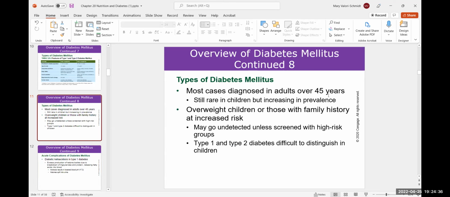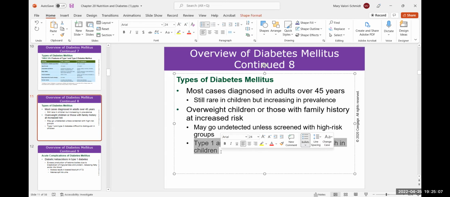Most cases diagnosed in adults over 40 or 45. I would say that it's not rare in children anymore. So it is increasing in prevalence in children. Overweight children and those that have a family history are usually at a higher risk. And it's sometimes not detected in children, right? Unless they're really screened for it. Type 1 and type 2, difficult to distinguish. That's not even close to true or fact.